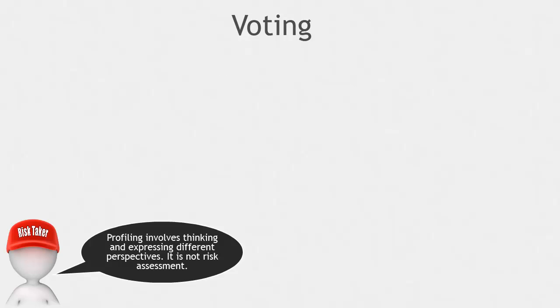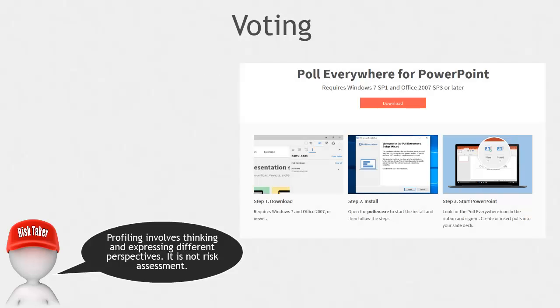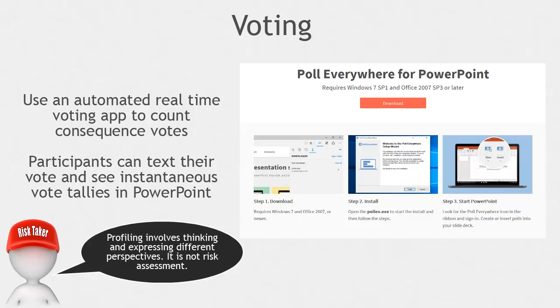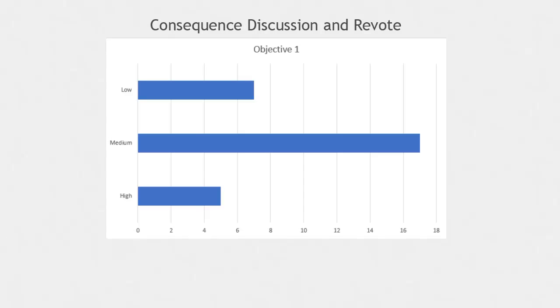Risk profiling is not risk assessment, so you can vote to get a sense of the risk's consequence profile. I suggest you use an automated real-time voting app to count the consequence votes. Participants can use a free service like Poll Everywhere. They text their vote and see the votes tallied in real time in a PowerPoint presentation. Here's a sample of a vote tally.